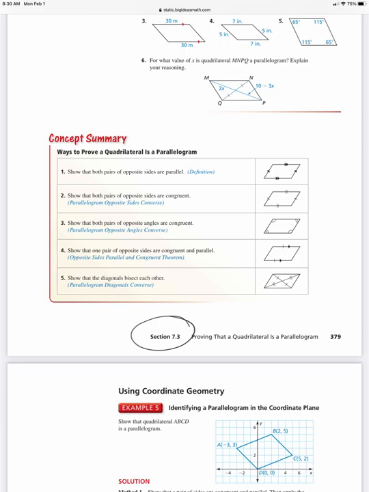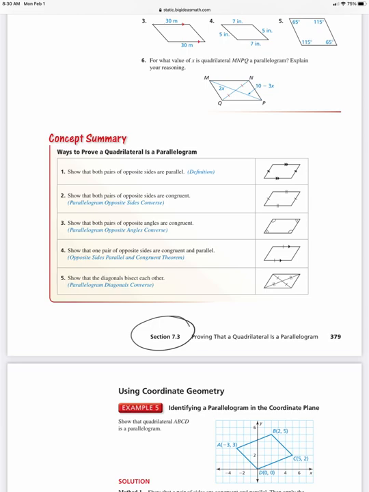This is actually a very simple assignment. You already know how to do it, but I'll go through and do a couple examples just to make sure that we're on the same page. What it is today is that you're proving that your four-sided figure is a parallelogram.